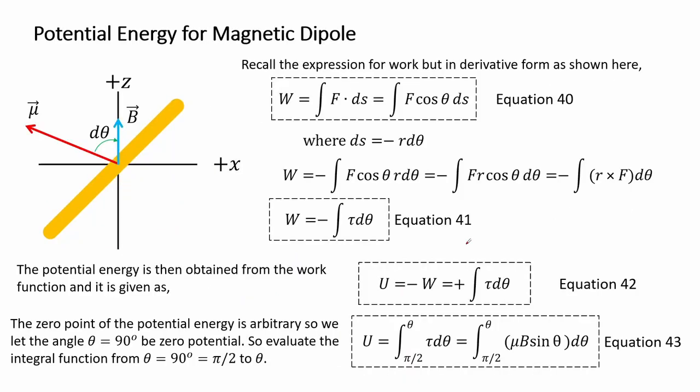Potential energy for magnetic dipole. Recall the expression for work but in derivative form as shown here in equation 40, where work is a function given in equation 41. The potential energy is then obtained from the work function and it is given as equation 42. The 0 point of the potential energy is arbitrary, so we let the angle 90 degrees be 0 potential. So evaluate the integral function from pi/2 to theta.